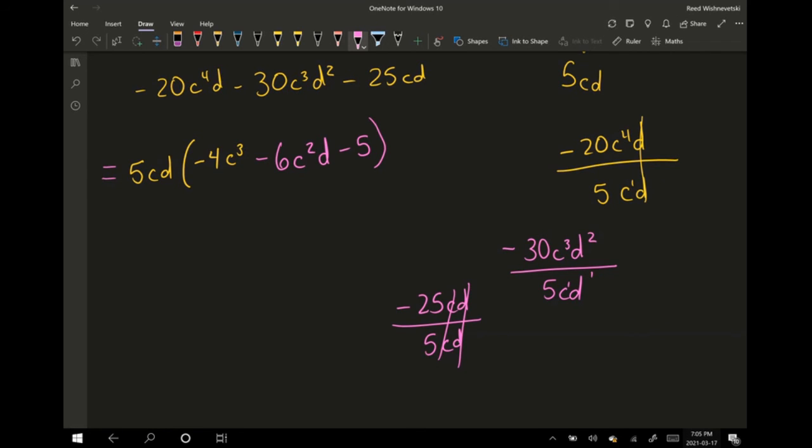So negative 20c^4d minus 30c cubed d squared minus 25cd can be factored to 5cd multiplied by negative 4c cubed minus 6c squared d minus 5.